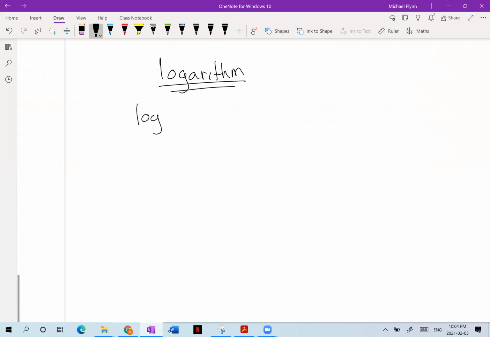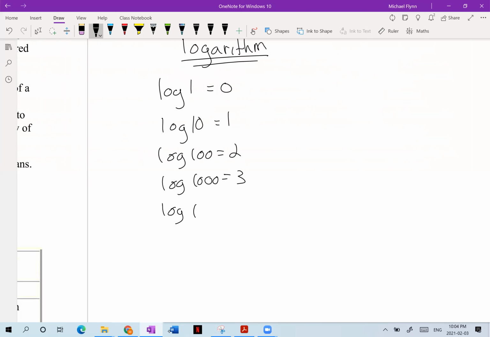The log of 1 is 0. The log of 10 is 1. You could try this on your calculator if you want. It has a log button. Try it. You don't believe me? Enter the number 1 and press log. See what you get. You'll get 0. The log of 100 is 2. The log of 1,000 is 3. And the log of 10,000 is 4.